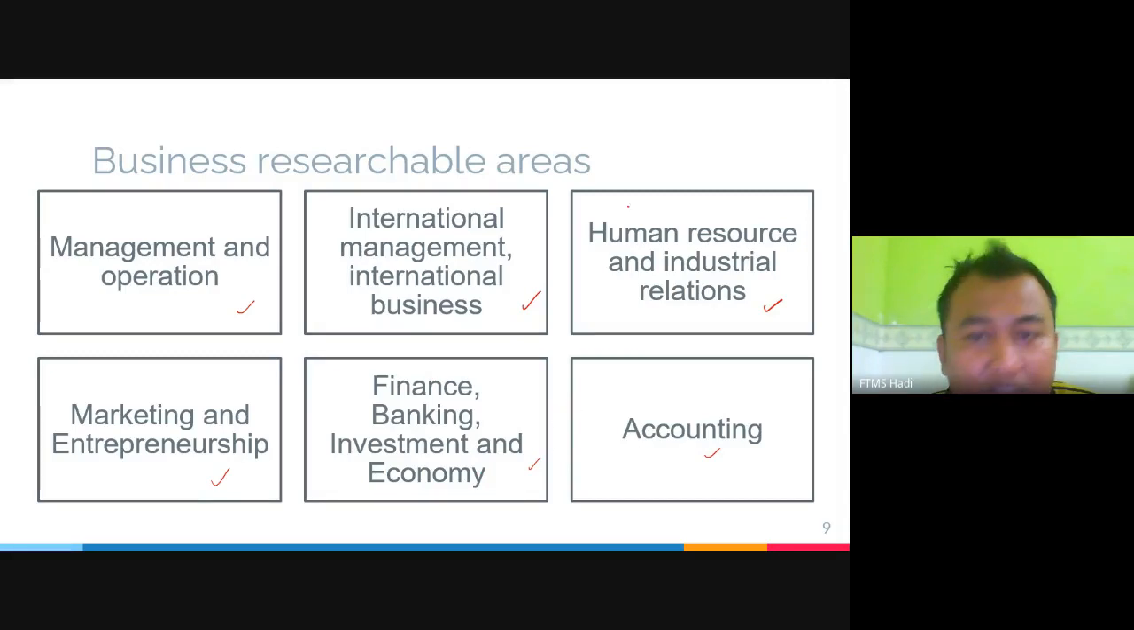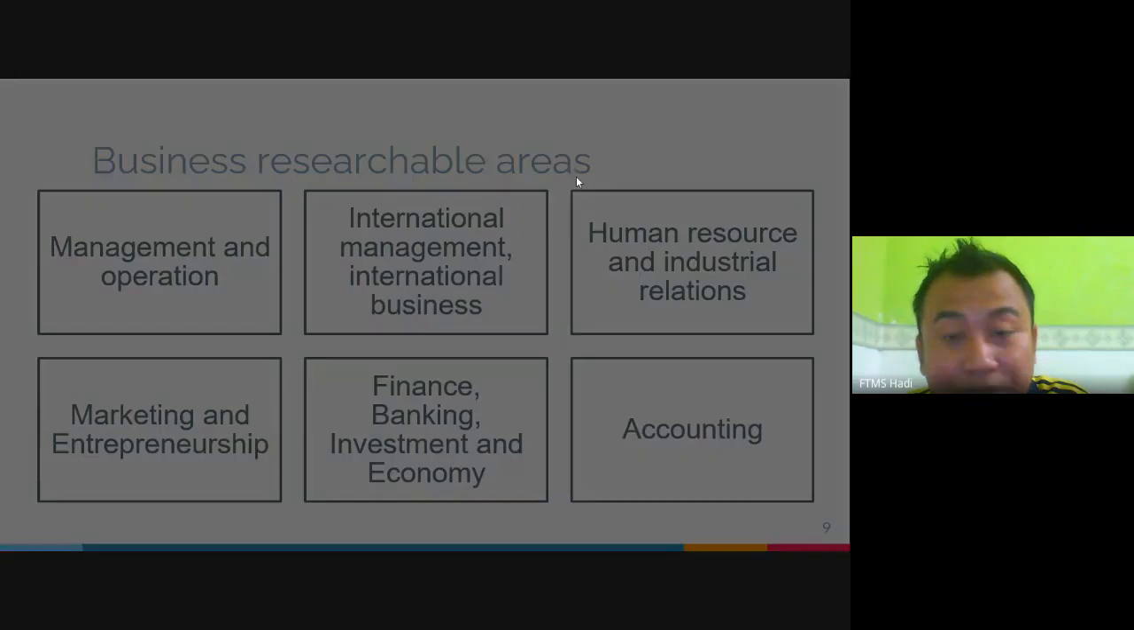For DBA students, especially diploma students, because the word is business admin, I can diversify you a little bit, but you can choose any one of the fields. I do not encourage you to do accounting because you are business. Probably you can do any subject on marketing or on human resource management and so on. So that is business researchable areas.